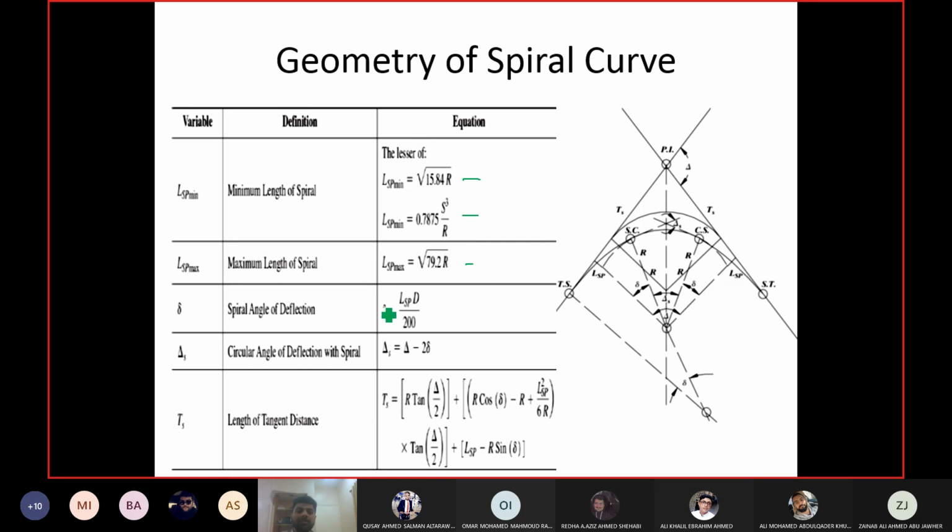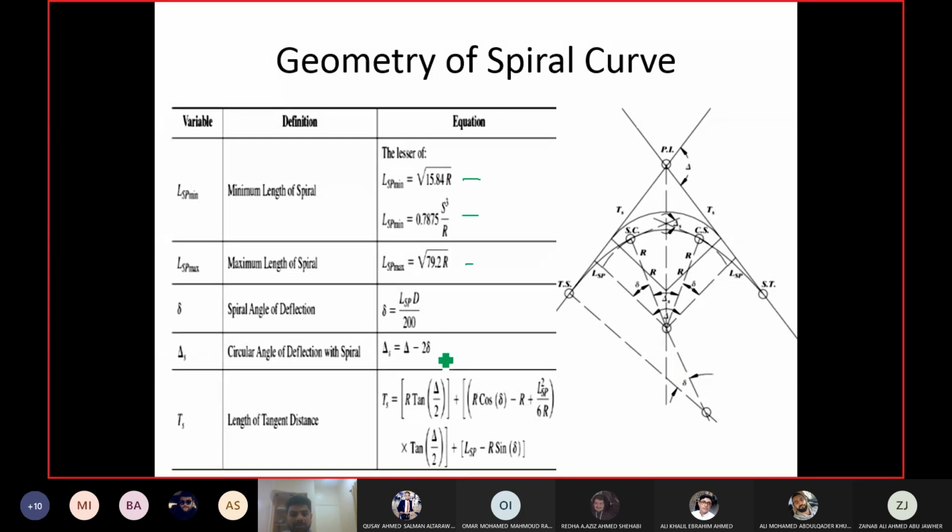Now, then you have angle delta. Delta is the angle made by the spiral curve. Okay, and again we have LSP and we have D. Now D is again the degree of the circular curve. That's the curve which is coming after the spiral.